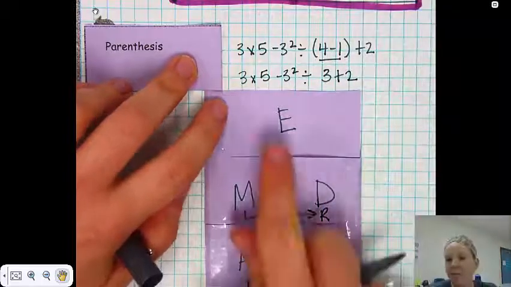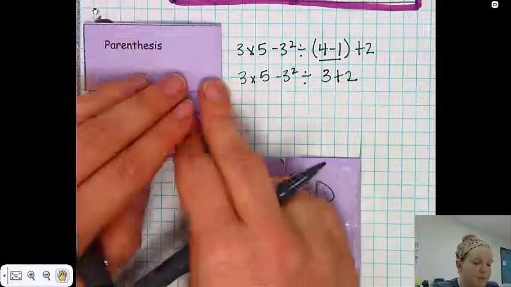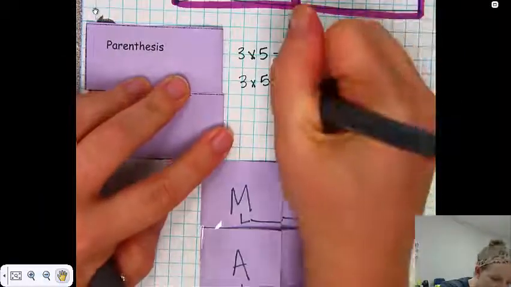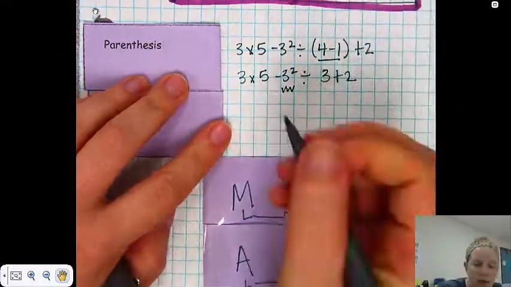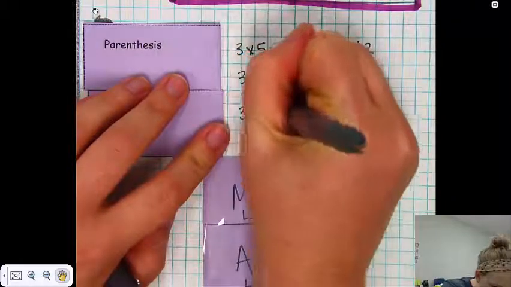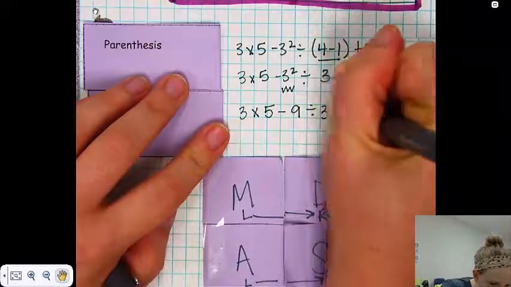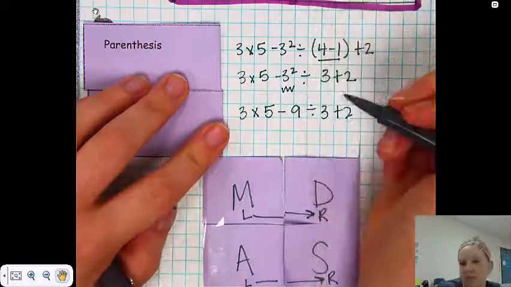Okay, and then I'm going to look at my next flap, which is going to be E. E stands for exponents, so the only exponent I have is this 3 squared right here. I'm going to do 3 times 5 minus 9 divided by 3 plus 2, because 3 squared simplified is 9.